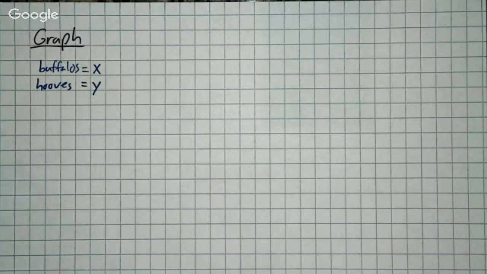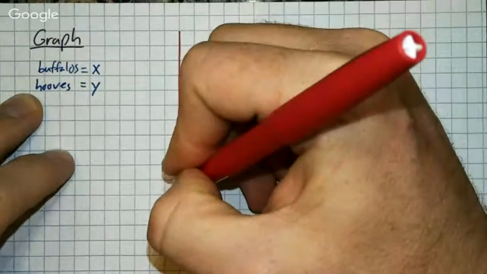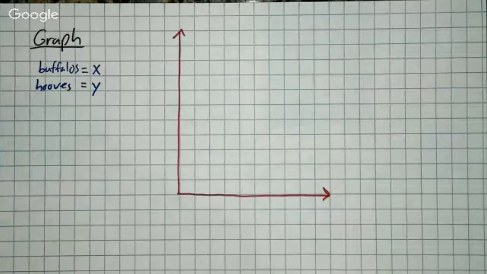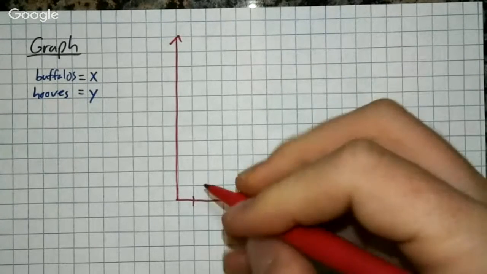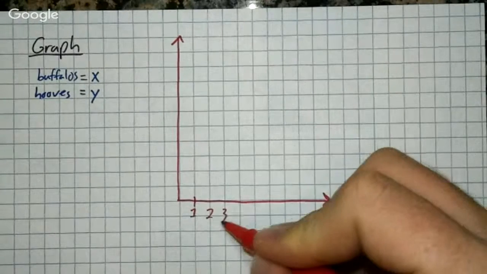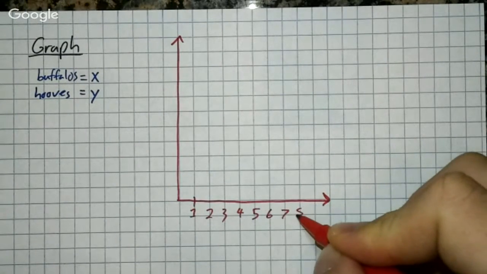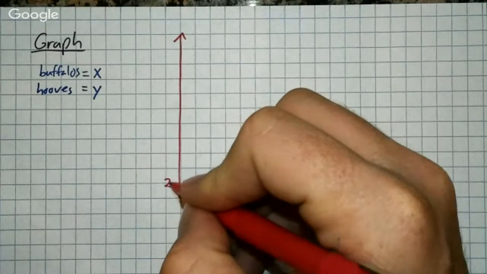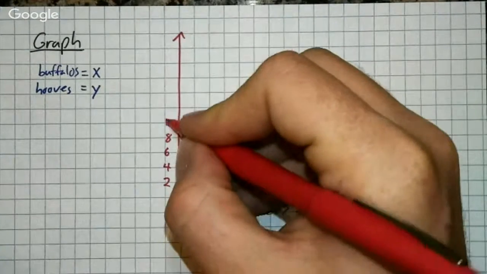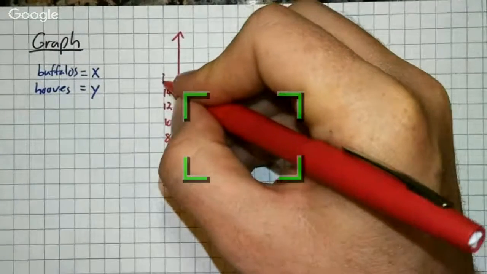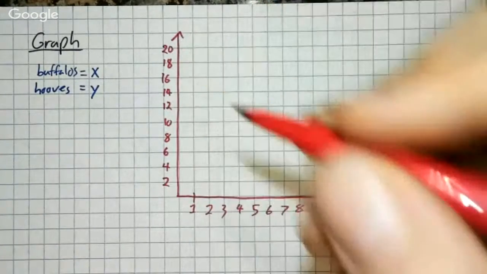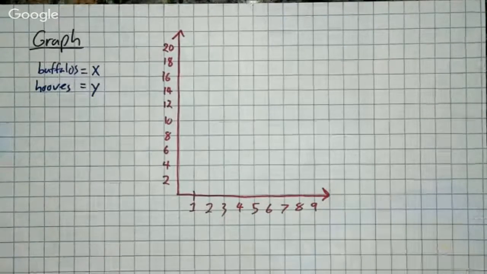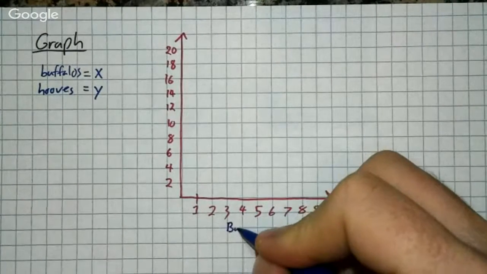So let's go ahead and draw a graph. Okay, that'll probably be good. On the bottom, on the X axis, each of these are going to be 1, 2, 3, 4, 5, 6, 7, 8, 9. So we're going to go by 1 on the X value, and we're going to go by 2 on the Y value. 2, 4, 6, 8, 10, 12, 14, 16, 18, 20. Perfect. So now we know our buffaloes are our X value, so the buffaloes are going to be down here.